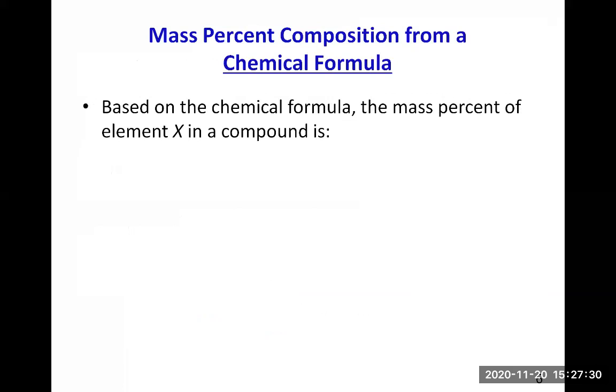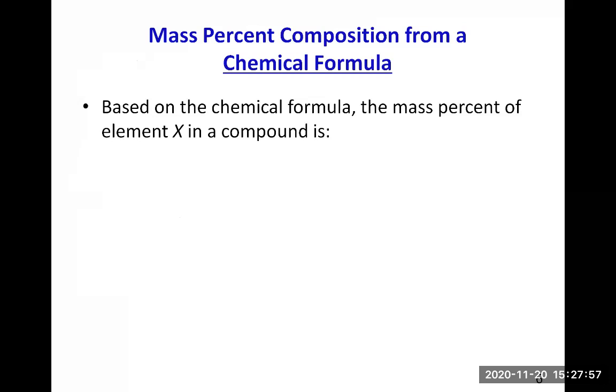So we can also calculate the mass percent composition from a chemical formula. Earlier, we saw an example of how we calculated the mass percent composition from a sample, from experimental data. But you don't need experimental data to find the mass percent composition of a compound. The chemical formula and, of course, the periodic table with the molar masses are needed.